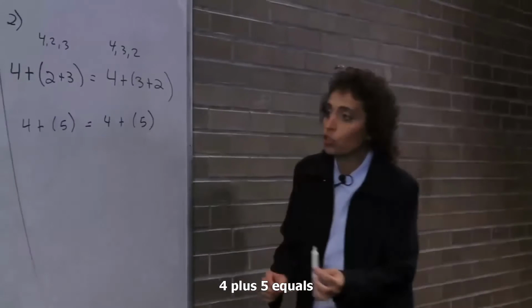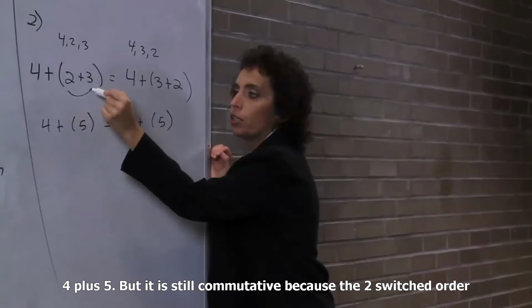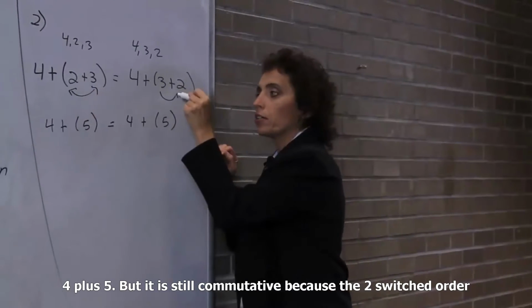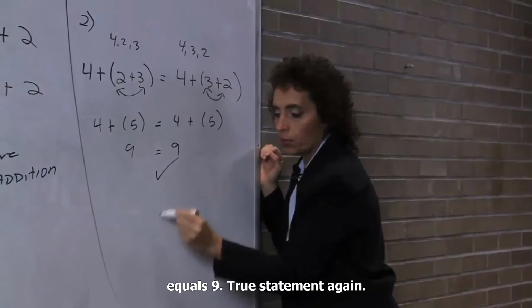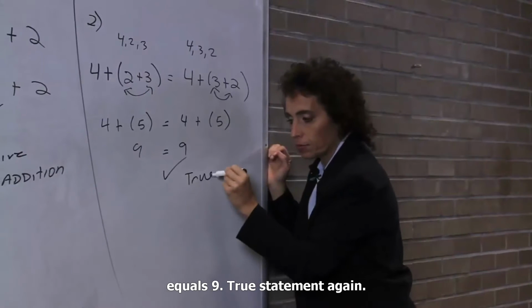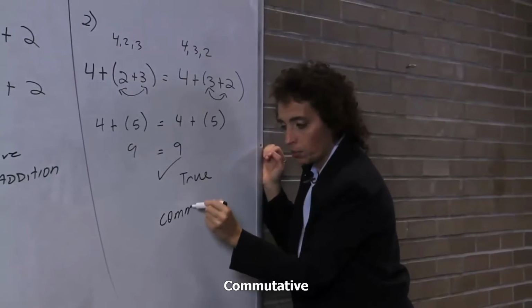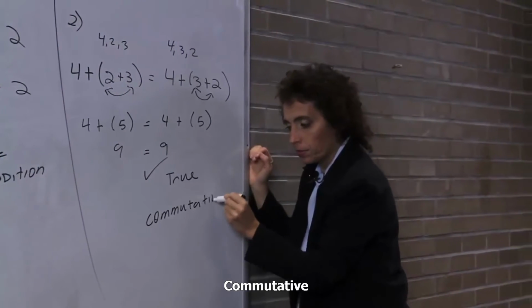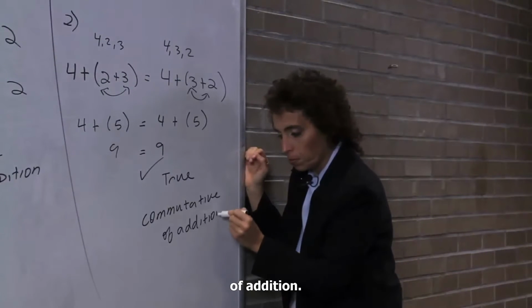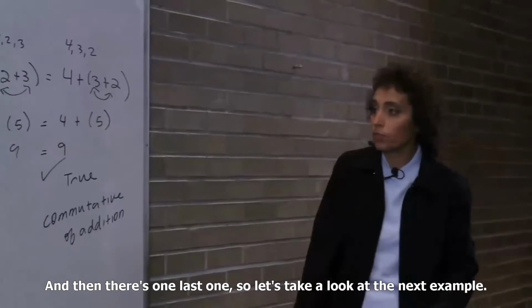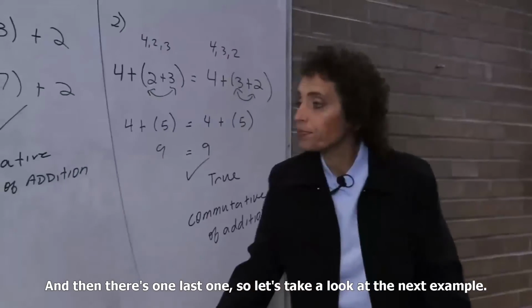4 plus 5 equals 4 plus 5. But it is still commutative because the 2 switched order with the 3 in here. So this is 9 equals 9. True statement again. Commutative of addition. And then there's one last one. So let's take a look at the next example.